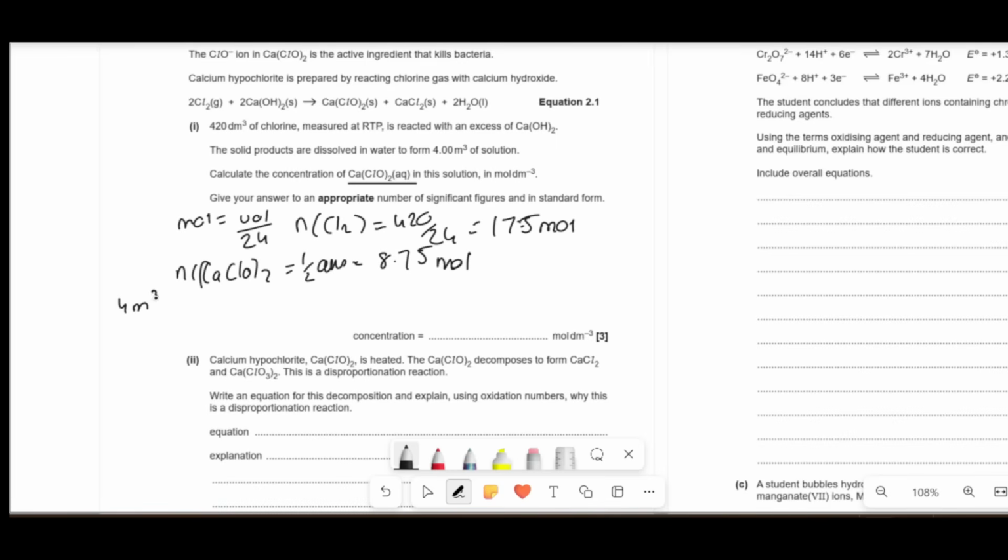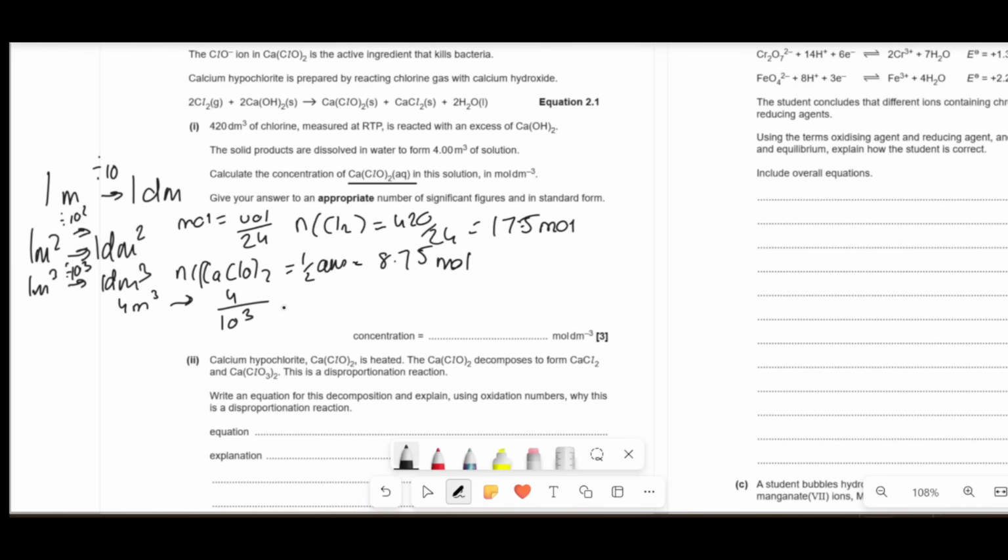Now they want the concentration of that solution made. So they've given you 4 meters cubed. The way I like to think of it is if you're going from 1 meter to a decimeter, what you would do is divide it by 10. So if you're going from 1 meter squared to 1 decimeter squared, you're going to divide by 10 squared. And if it's 1 meter cubed to 1 decimeter cubed, it's going to be divided by 10 cubed. So to get from 4 meters cubed to decimeters cubed, we're going to divide by 10 cubed, or divide by 1,000.